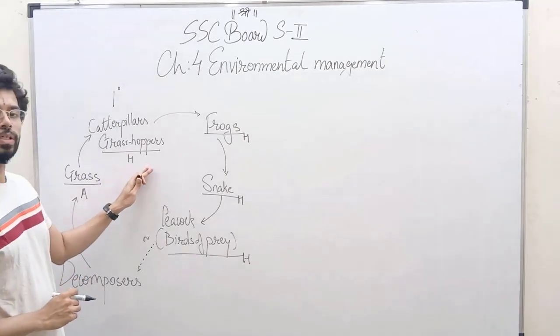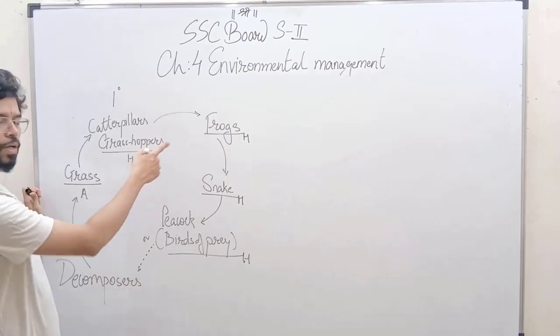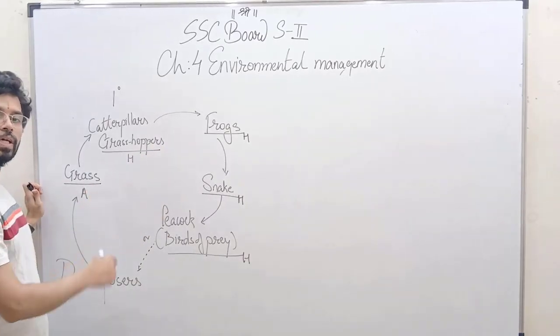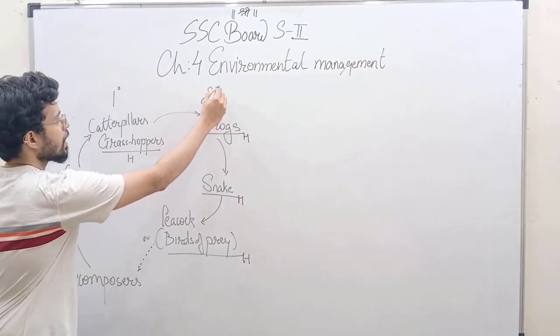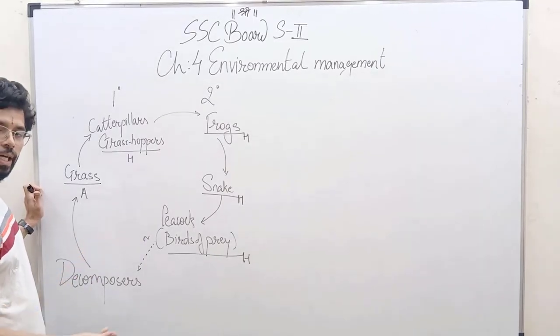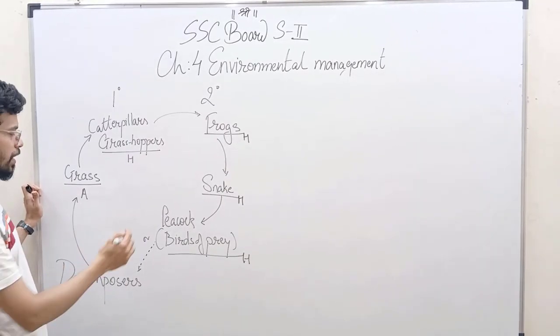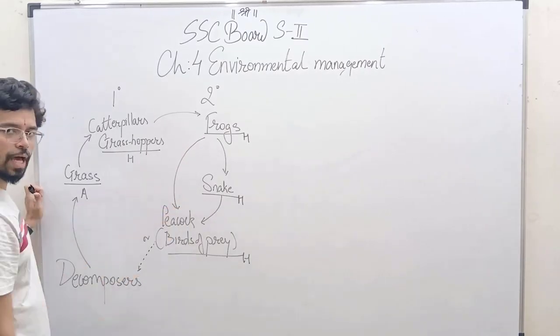Now who thrives on this? Frogs, amphibians, other larger insects. So they are also heterotrophic because they depend on caterpillars as their food source. So they become your secondary consumers. Now frogs are eaten by snakes, by other birds of prey, right? Certain birds also do eat frogs, right? So we can show this arrow as well.